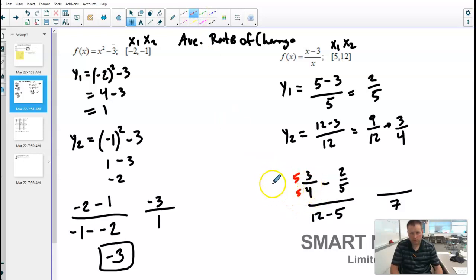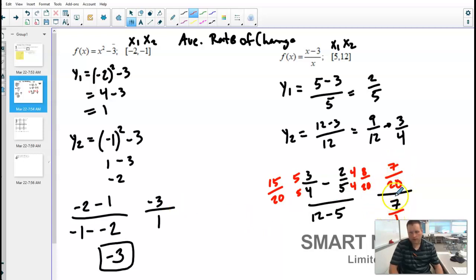which is going to give me 15 over 20. And then this one's going to be 4 over 4, which is going to give me 8 over 20. And then I can just subtract those. So 15 minus 8, which would give me 7 over 20 here. So I've got 7 over 20 divided by 7, and this is just over 1.